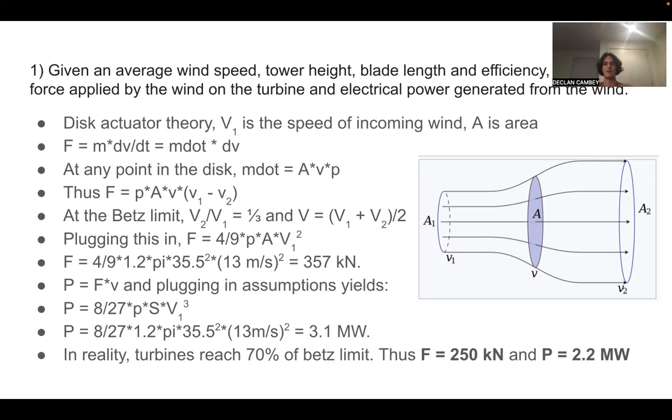From actuator disk theory, we derived the Betz limit, which is basically the maximum efficiency of the turbine. That happens when V2 over V1 is 1/3, and V is the average of V1 and V2. Plugging this in, I got the force was 360 kilonewtons. Then using power is force times velocity, and plugging in the above assumptions, I derived the power was 3.1 megawatts. But in reality, turbines only reach 70% of the Betz limit. So multiplying these values by 0.7 gives F is 250 kilonewtons and power is 2.2 megawatts.